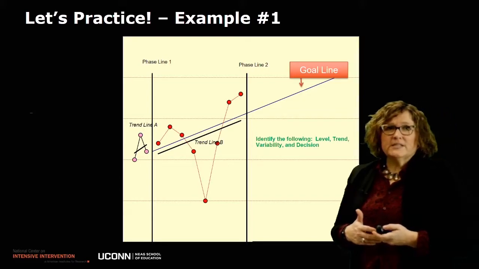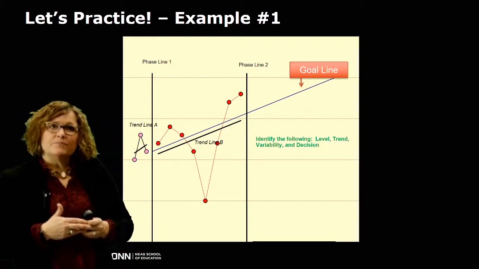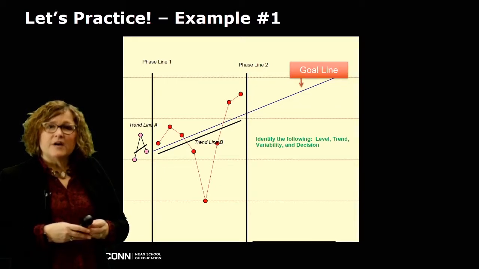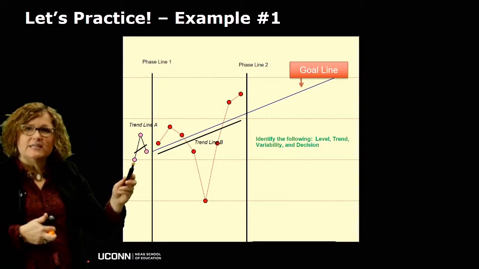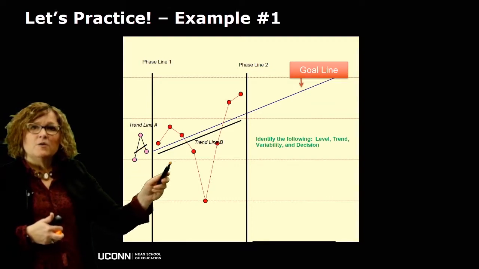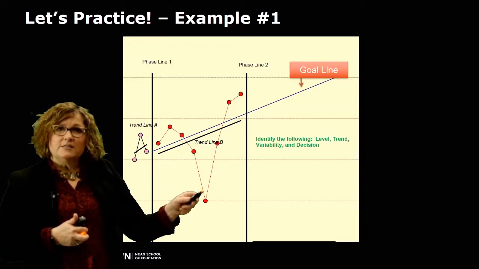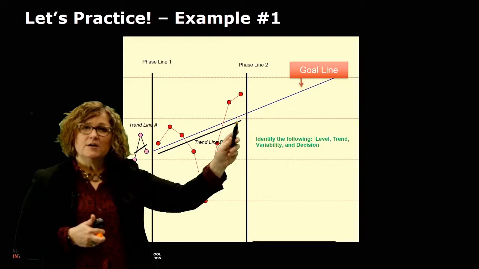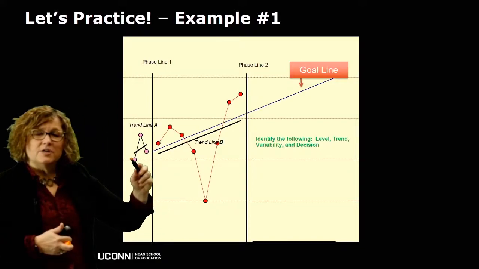Okay, so let's look at some examples, and you're actually going to take a look at these and identify some of these variables. Here's an example of graphed data. We have our baseline data or initial phase data. We've got a little trend line mapped in here. We've got phase 1 data. Here it is, lots of different scores in the red. We've got our trend line right here. And then we have our goal line all the way across.